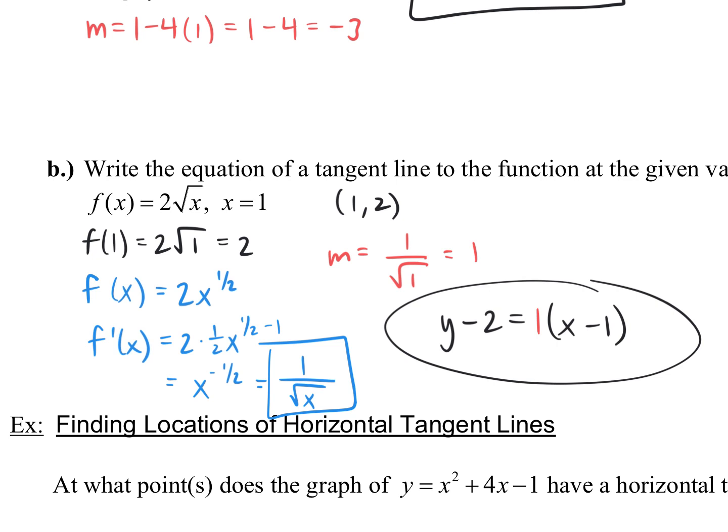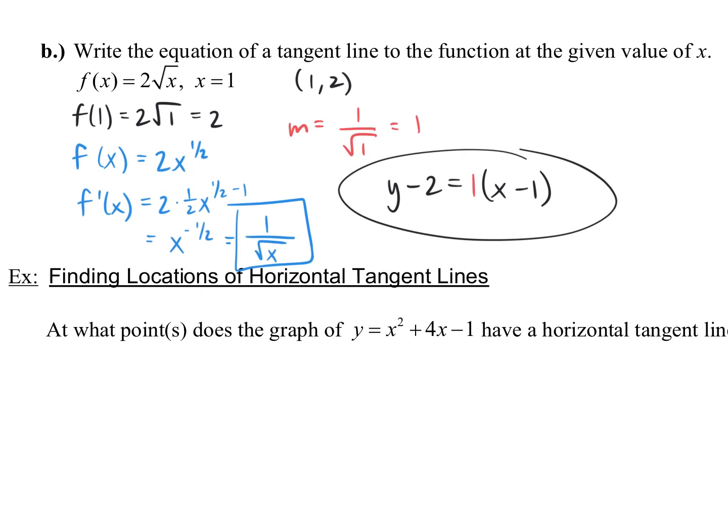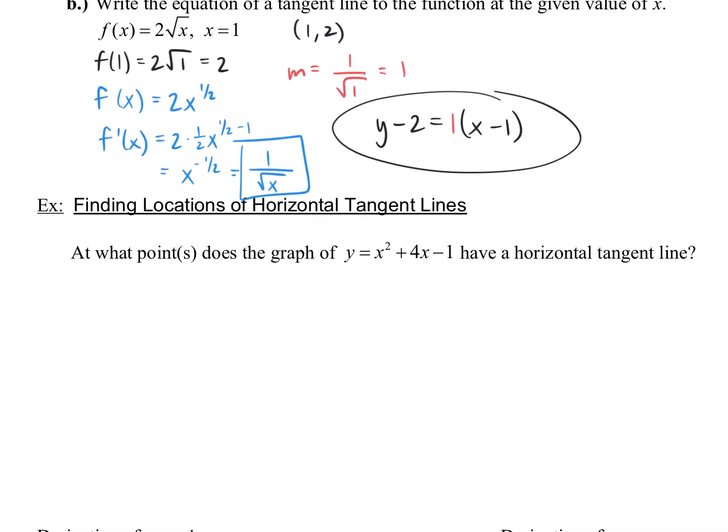Okay, so for writing tangent lines, you have to have a point from your original function. If you're not given the y value, you can find it. And then after you find the derivative, plug in your x value and evaluate it to find what your slope is at that point. Now, this next example says, find locations of horizontal tangent lines.